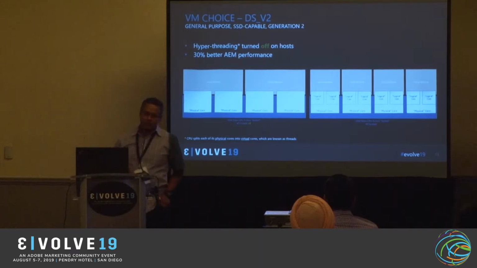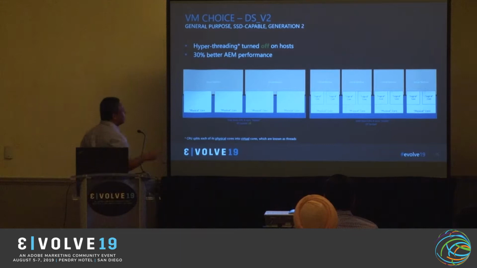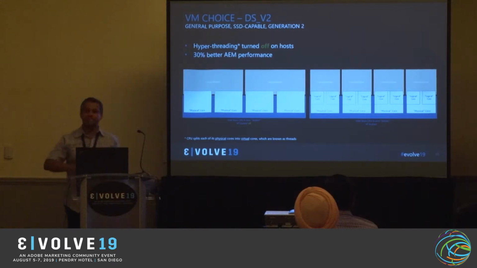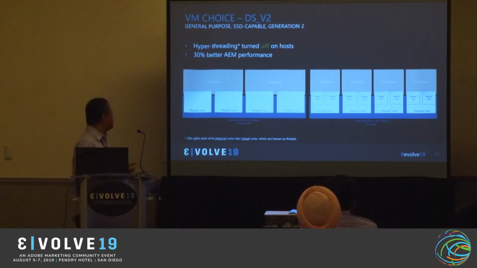If you choose a machine that has hyperthreading turned off, it would only expose physical cores, so if you ask for a VM with 2 vCPUs, you actually get 2 physical cores. A lot of people don't know this, but we believe that this 30% performance improvement we were seeing for AEM is because of that.